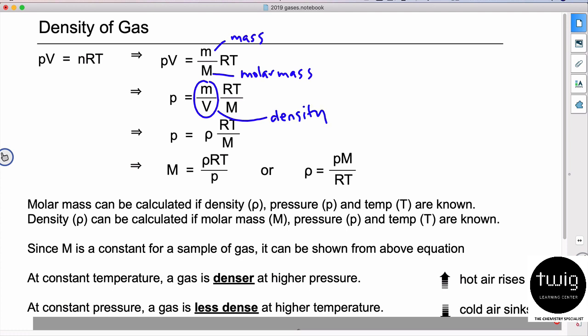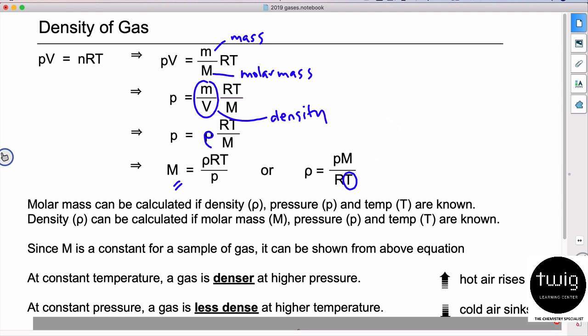So we represent density by showing this. It's all about manipulation. Sometimes questions can ask you to find out the molar mass or even to find out the density. You just have to play around with it. Not too difficult. You can just look at this expression very quickly.